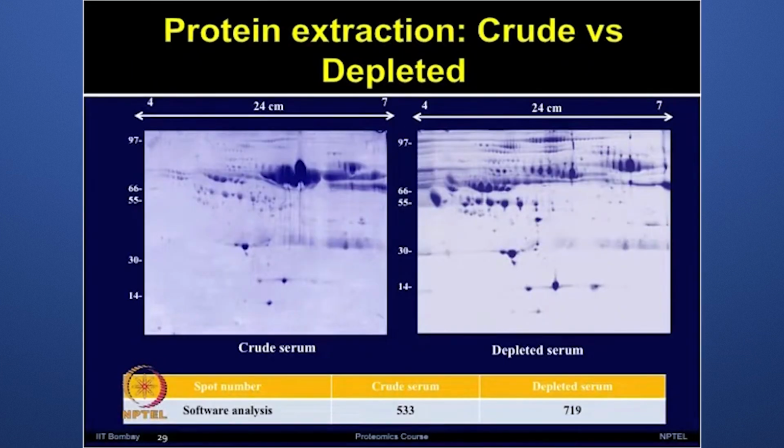So, since we standardized our conditions on the small gels earlier, we also tried to apply that on the large gel of 24 centimeters, because that is where we have to perform all our analysis. So, we again compared crude versus depleted protein response of these serum samples on the large gel, and as expected the depleted serum sample showed more number of spots as compared to the crude serum samples.